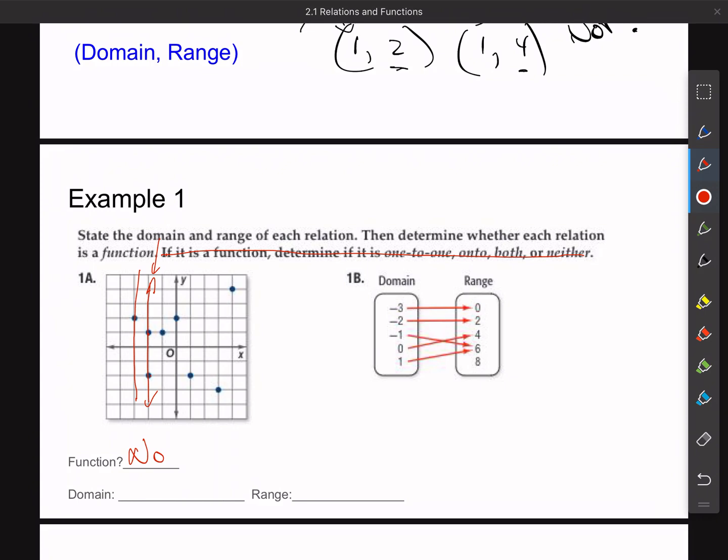let's state the domain and the range. So the domain is the possible x values. We're going to assume this is going by ones, so we have -3, -2, -1, 0, that is a 0, sorry, 1. There's nothing at 2, so we're going to skip 2, 3, and 4. That's the domain. And then the range is going to be the y values.